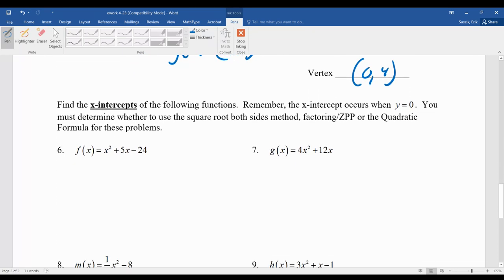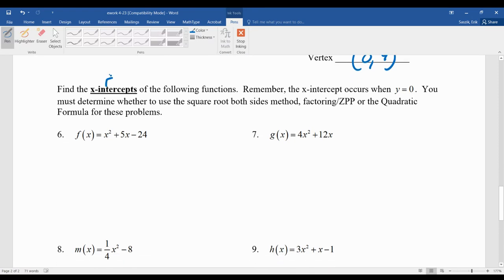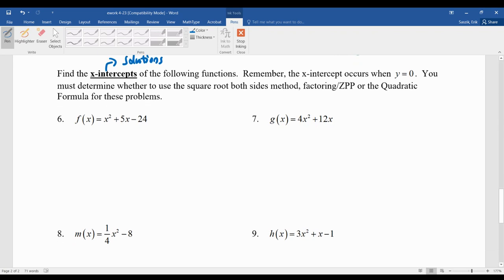Okay, kids, so find the x-intercepts for the following functions. Remember, x-intercepts is the same thing as solutions. This is what we were doing before we left for remote learning, way back in the middle of March. X-intercept always occurs when y equals 0. There's a little reminder. And we had 3 different methods. I don't think we're going to use all 3 right here. Maybe I'll add another problem on here in a moment.